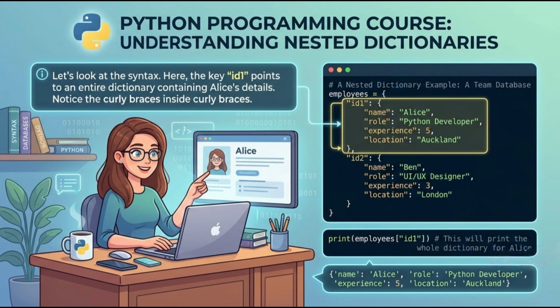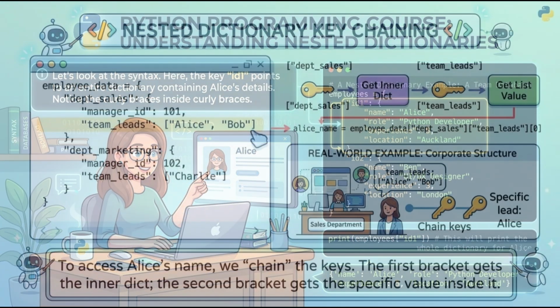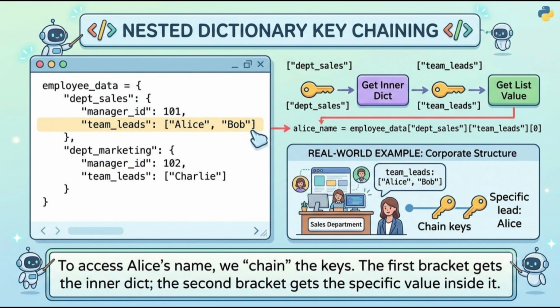Let's look at the syntax. Here, the key ID 1 points to an entire dictionary containing Alice's details. Notice the curly braces inside curly braces. To access Alice's name, we chain the keys. The first bracket gets the inner dict, the second bracket gets the specific value inside it.